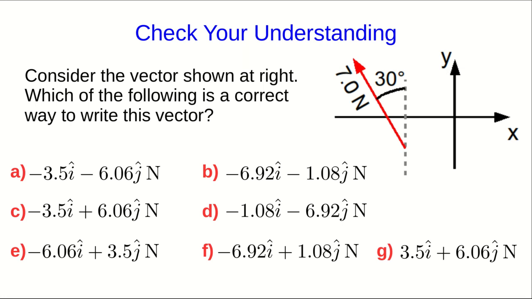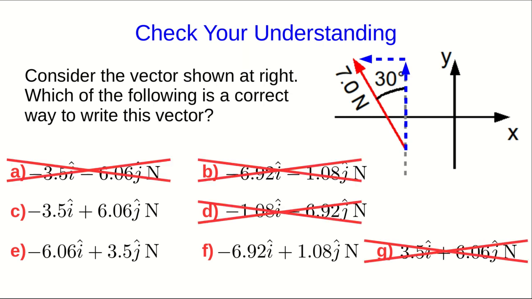Well, how did you do? Let's see how to answer this. First of all, it's always helpful to draw the triangle by putting in the vector components. And notice that this very clearly shows us that the x component has to be negative and the y component has to be positive. And that eliminates most of the possibilities without us doing any calculation at all.